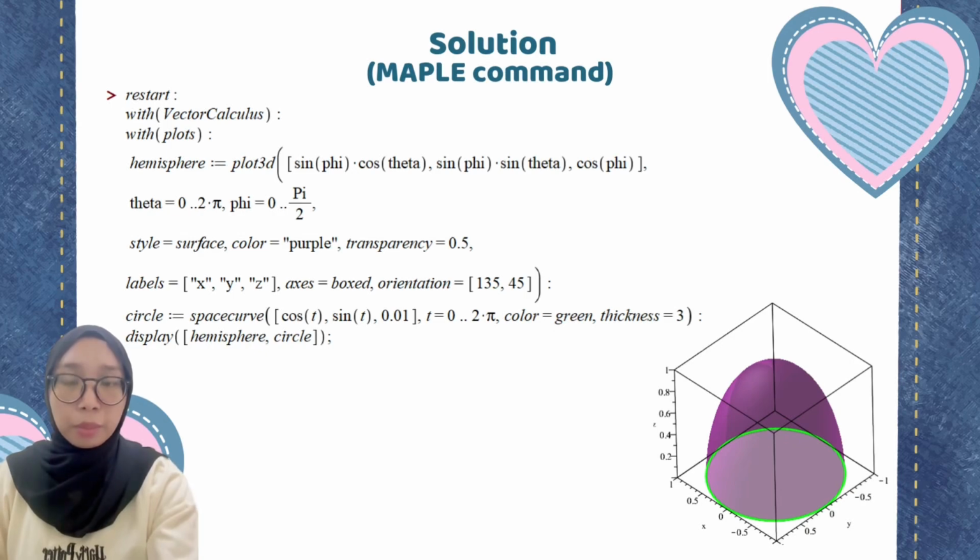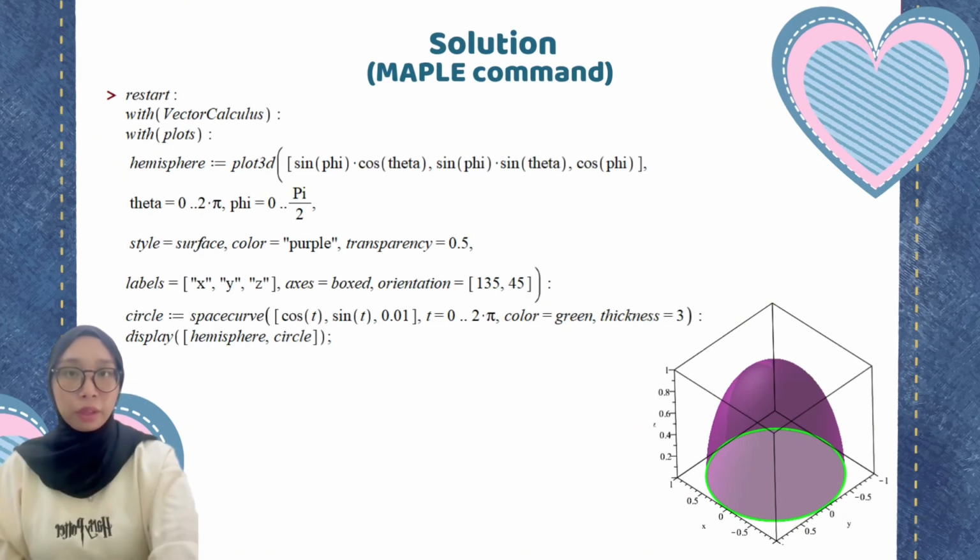So, for the Maple commands for question 1, first, use plot3d to draw the upper hemisphere of the unit sphere and spacecurve to plot the boundary circle in green at the base. This visual helps us understand the surface S and its boundary C, as required in Stokes' theorem.